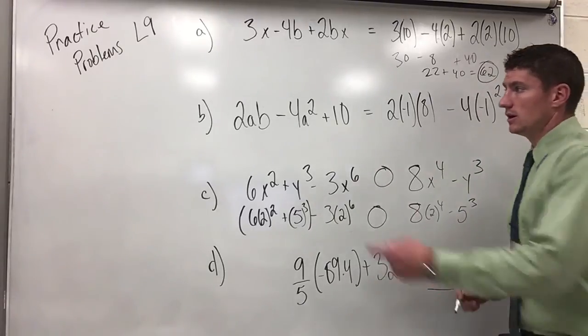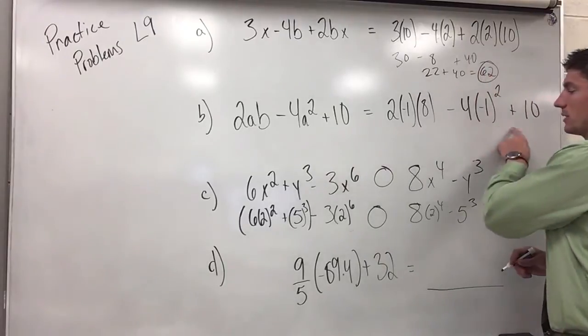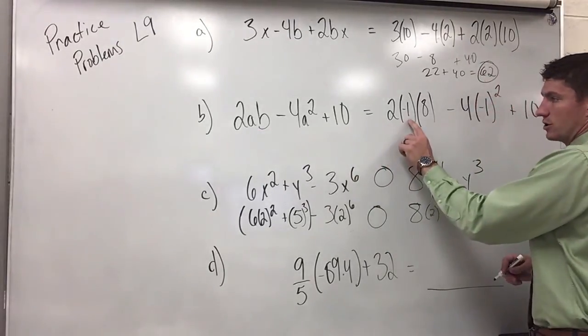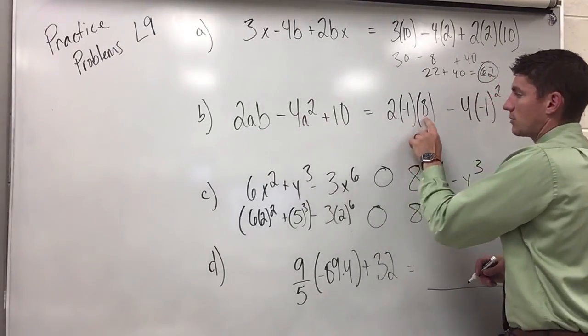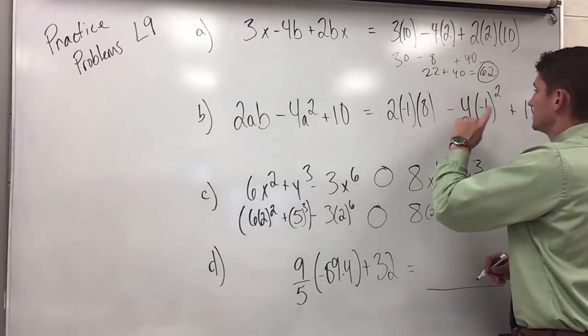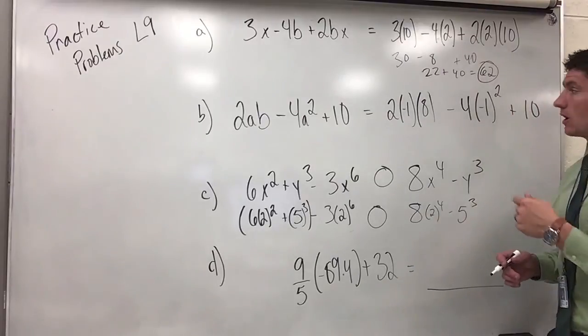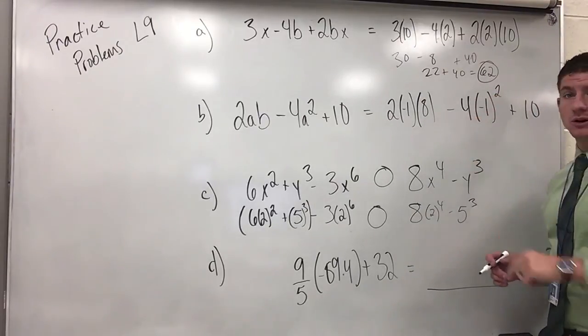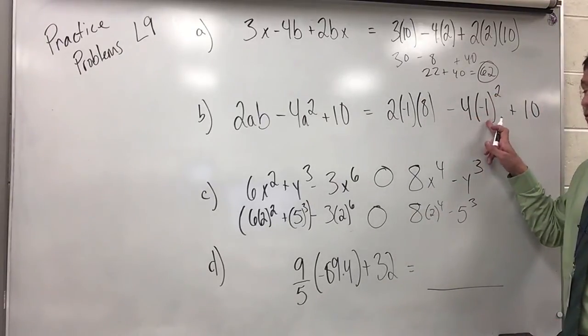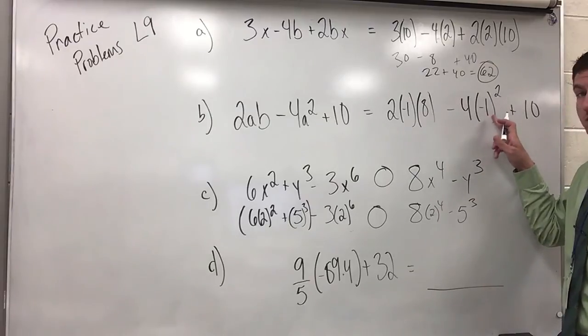In letter B, you've got your algebraic expression. I've already written those values in. Anytime I had an A, I wrote in a -1. Anytime I had a B, I wrote in an 8, and followed the same. Now, order of operations tells us that we can't just use multiplication all the way across, because here we have an exponent. That exponent's value is going to be -1 squared, which is -1 times -1.